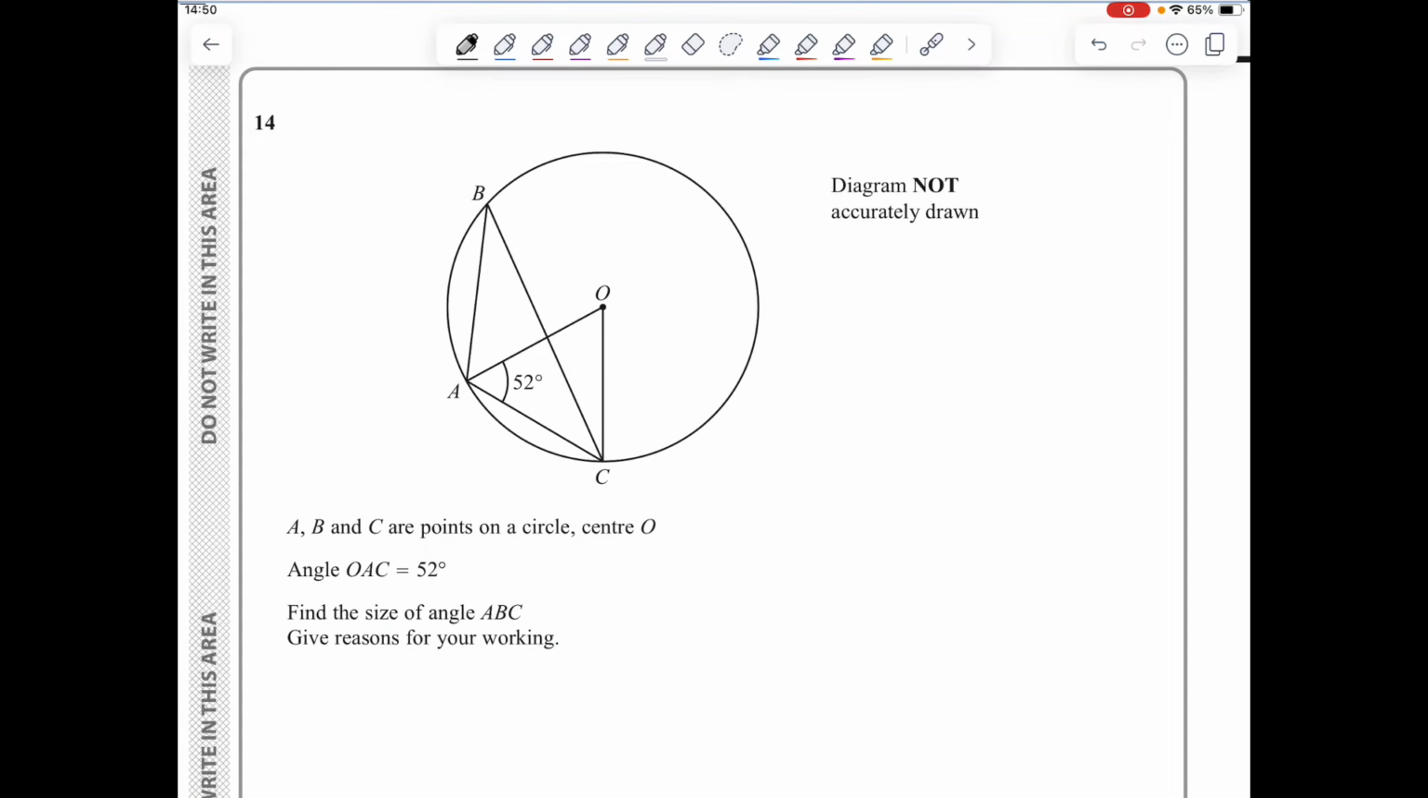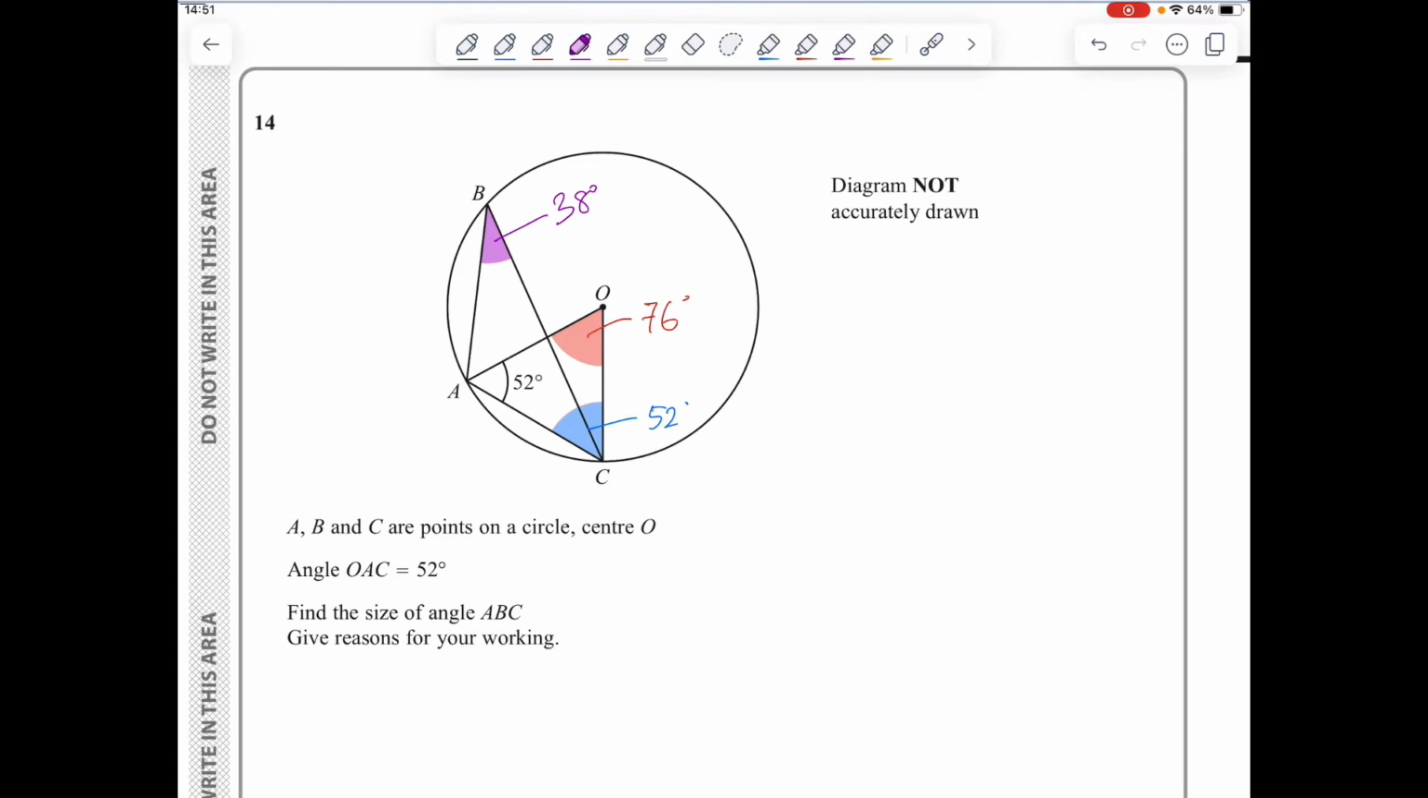For question 14, I will need to find the angle ABC, which is the following. To do so, first I'll need to find angle ACO and angle AOC. Now the blue angle here is equal to 52 degrees because triangle AOC is an isosceles triangle. The angle AOC, the red one, is equal to 180 minus 52 and 52, which is 76 degrees. And finally, the purple one is 76 divided by 2, which is 38, because the angle at the center is twice the angle at the circumference.